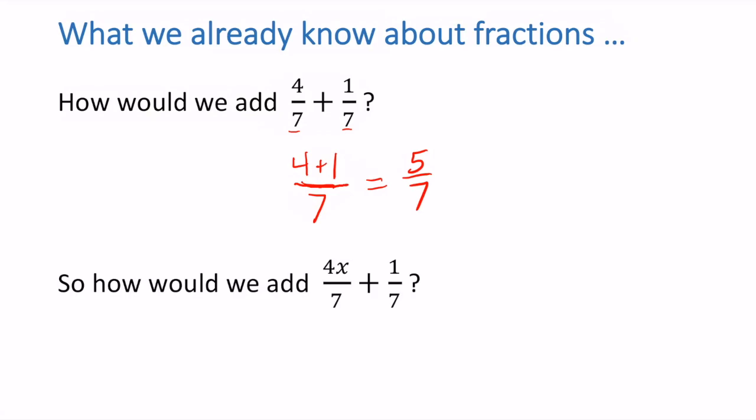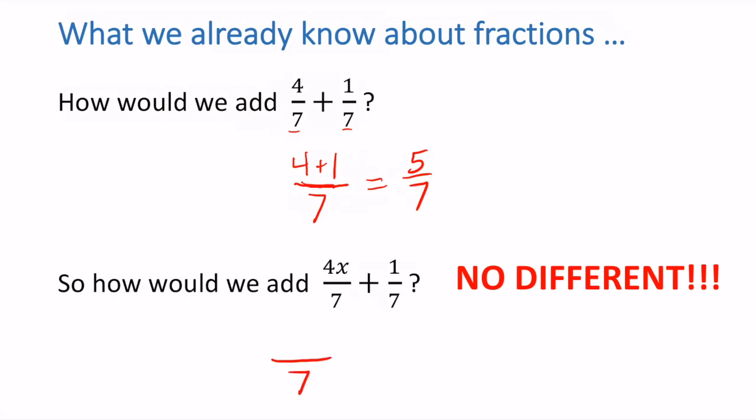How would we add 4x over 7 plus 1 over 7? There is absolutely no difference whatsoever. We would add it the same way. The denominators are the same. These are just two fractions, and one just happens to have a letter. They've both got the denominator of 7, and that means that we just add the numerators.